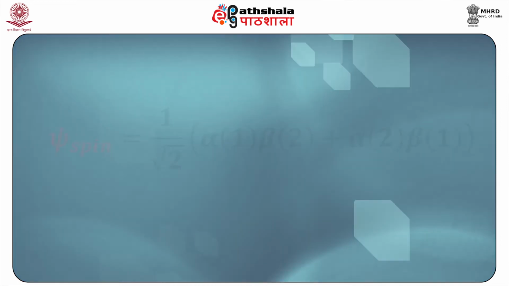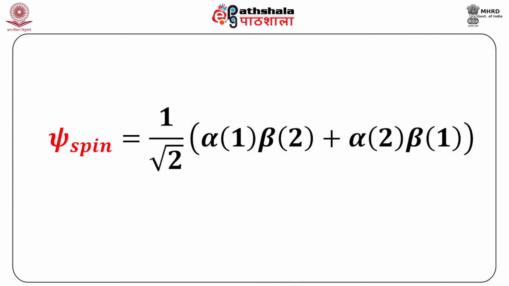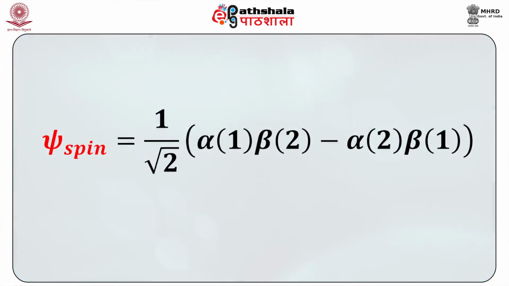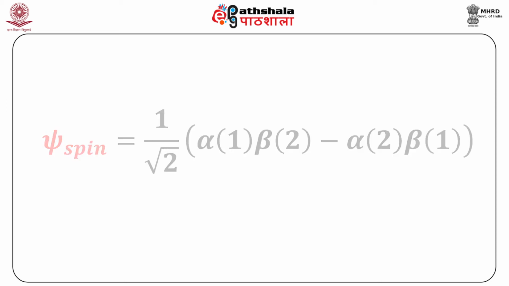Therefore, one possible combination is alpha 1, beta 2 plus alpha 2, beta 1. With respect to the exchange of electrons, you can see it is the same and it is symmetric. On the other hand, we can have another combination, 1 upon under root 2 times alpha 1 beta 2 minus alpha 2 beta 1. But since there is a minus, if you now interchange electron 1 and 2, it becomes antisymmetric.